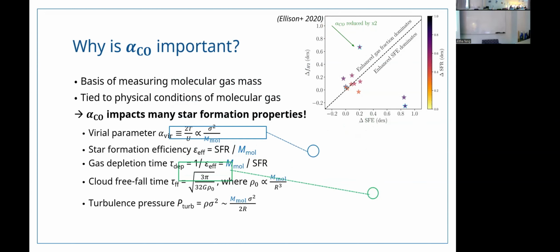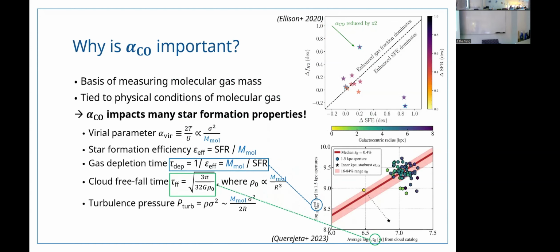And another example here studies the star formation efficiency per free fall time across a single galaxy. And the idea is similar. It seems like most of the data points align well with this red line, which suggests constant star formation efficiency per free fall time. But we know that galaxy centers especially probably don't have a Milky Way constant value. So you can see if it actually has a lower alpha CO value, it will be moved further away from this red line, and this will no longer suggest a constant efficiency per free fall time.